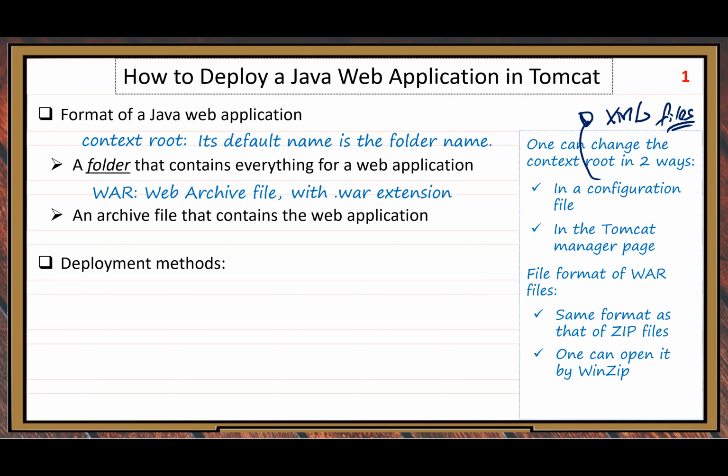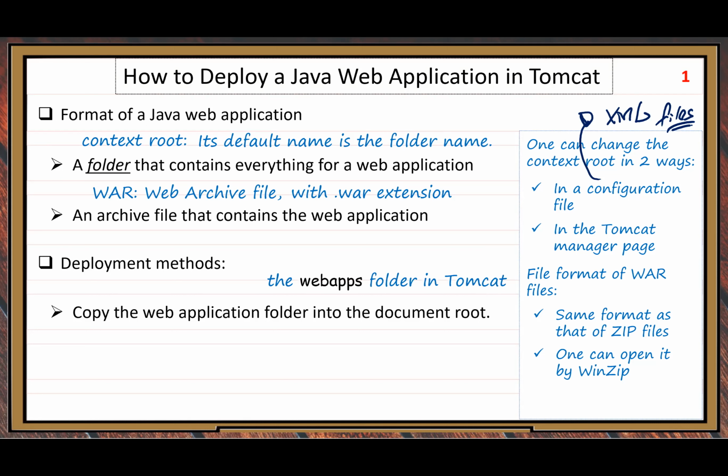Now we want to do deployment. The first method is very simple: copy the web application folder into the document root. Last time I talked about that document root concept. Each web server must have a document root. Otherwise, where do you place your web applications? That root, that location, is the place you put your web applications. Here in Tomcat, let me recall the name: the webapps folder.